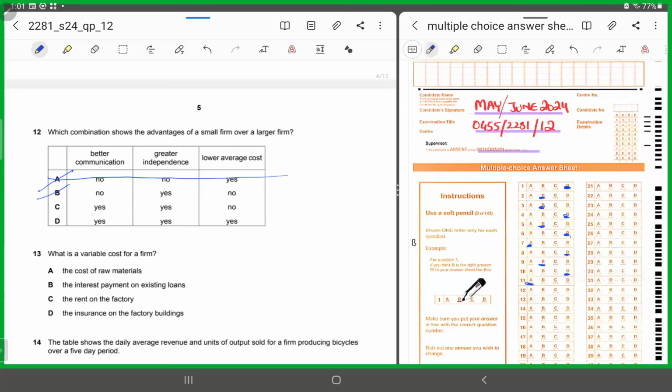It has to be a yes, and a no. Average cost cannot be low because the firm size is small. It's for the large firm when the average cost is at its lowest, right? Why? Because of economies of scale. They are not able to enjoy economies of scale because of their relatively small size of operation. So it has to be a yes, and a yes, and a no. So it has to be option C for number 12.